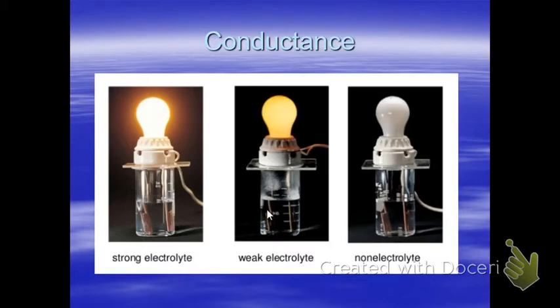The middle one is a weak electrolyte. You'll notice the light bulb is lit up, but it's just sort of glowing dimly. Electricity is flowing, but there's not nearly as much. This would be something maybe like a solution of vinegar or one of our weak acids. So there are charged particles, but not nearly as many. On the far right, you've got a non-electrolyte. This could be something like sugar water. The solute does dissolve, but there are no ions floating around.